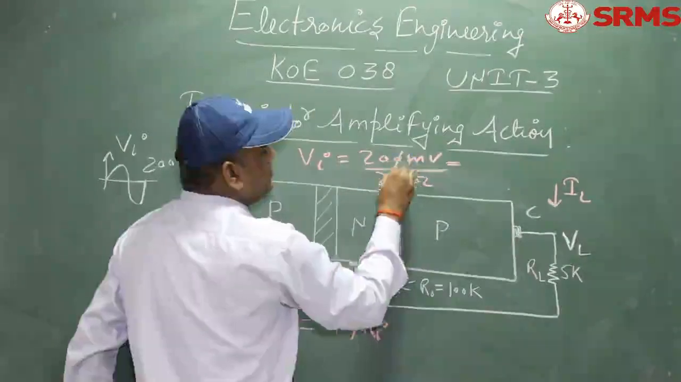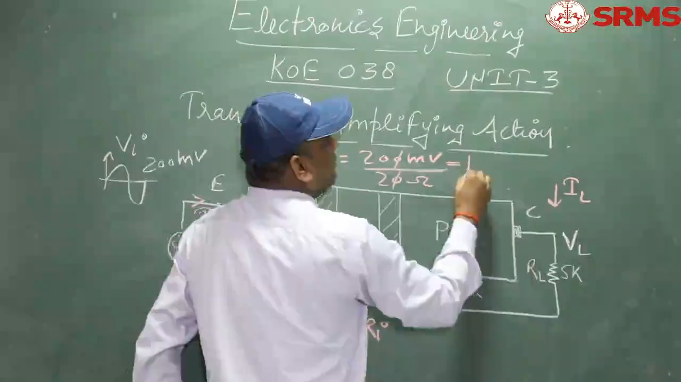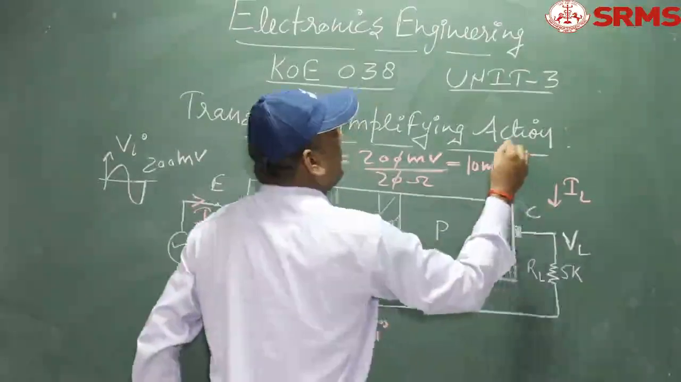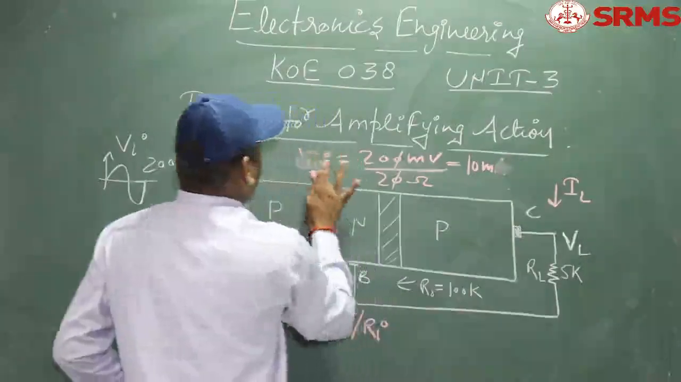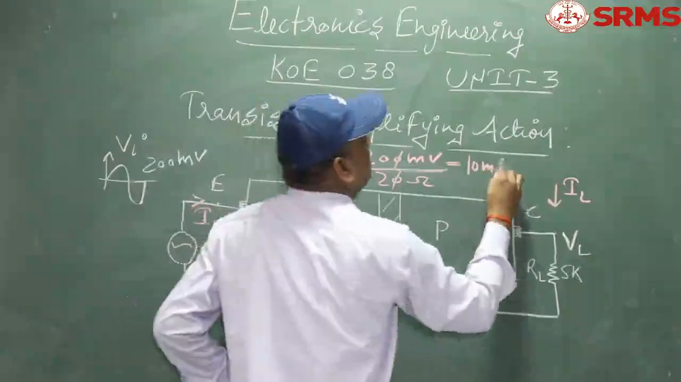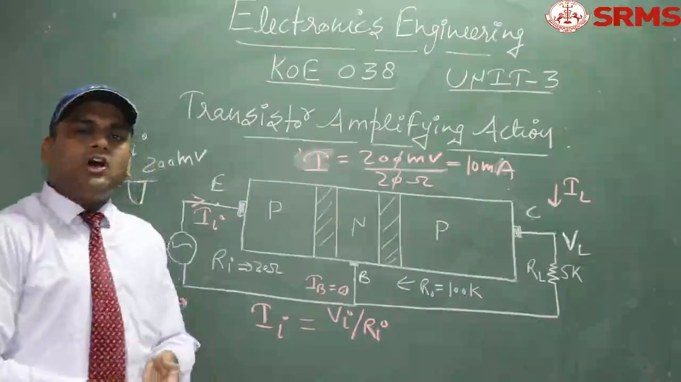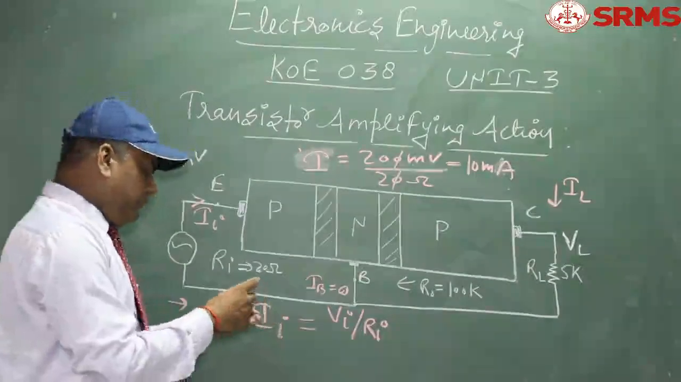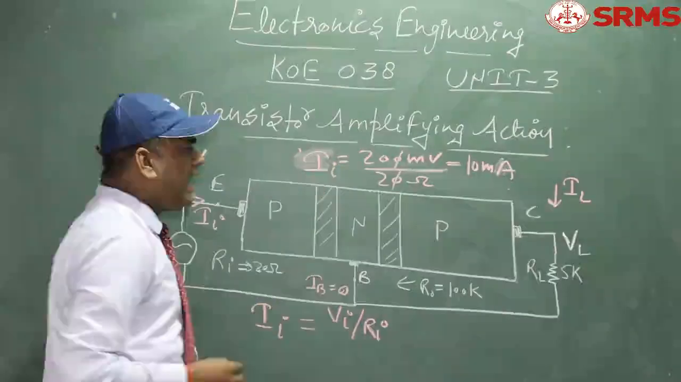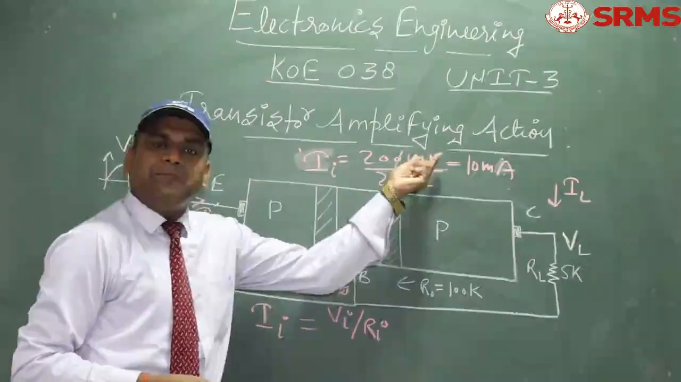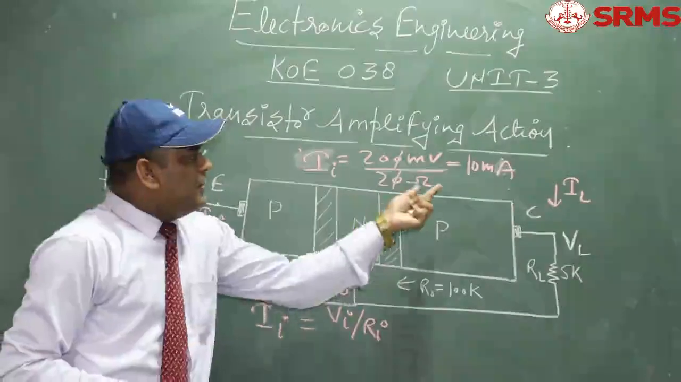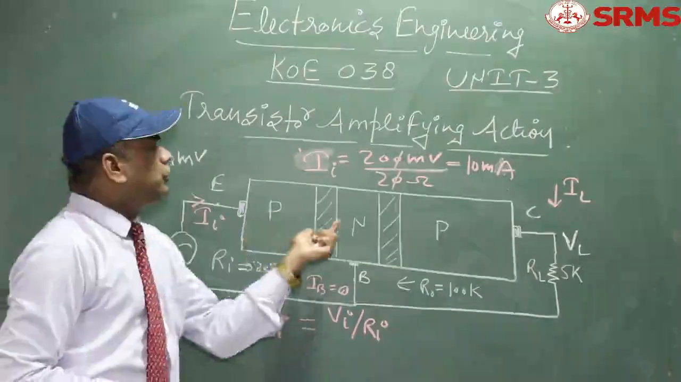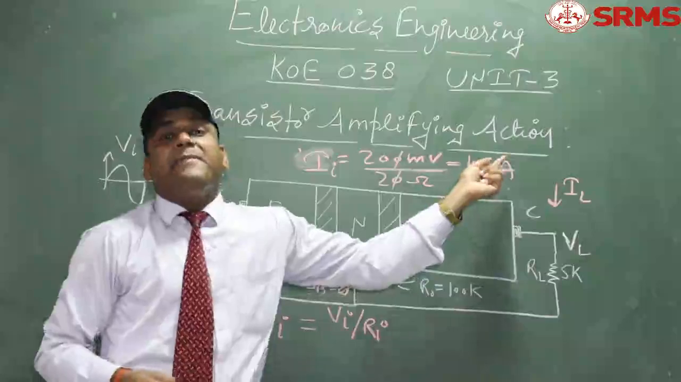So what would be the value? The 0 would be cancelled out. This is equal to 10 milliampere. So we want to determine 10 milliampere. According to Ohm's law, I is equal to V divided by R. Here V is equal to 200 millivolt, and the input resistance is equal to 20 ohm. So the current which is allowed to flow through the device is equal to 10 milliampere.